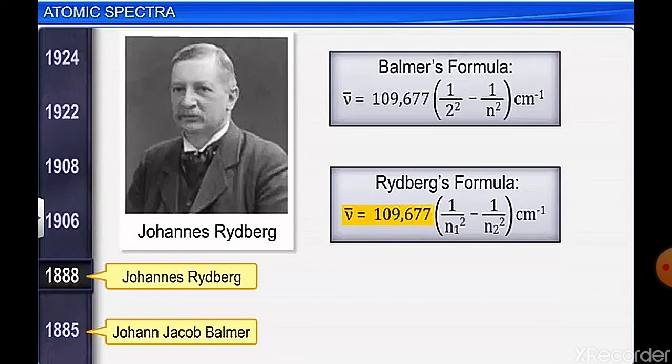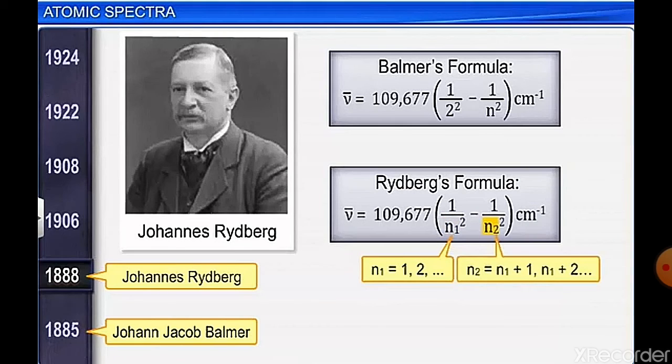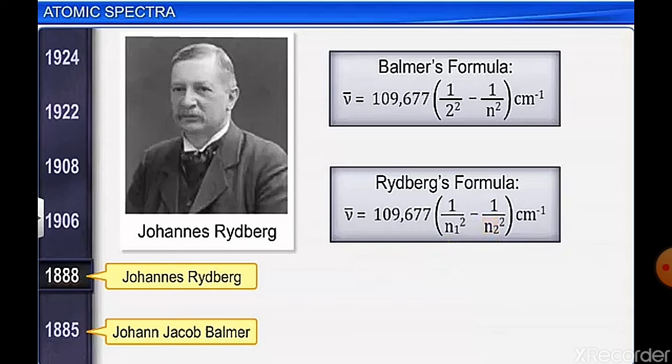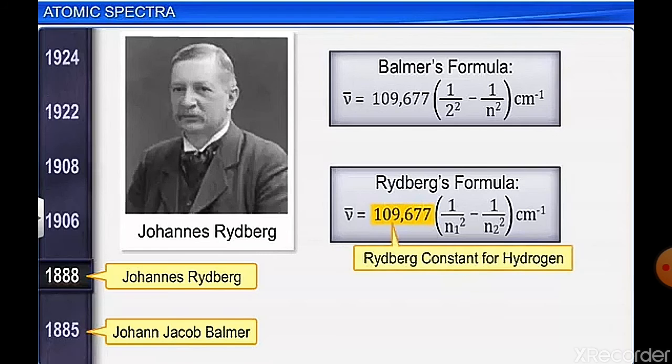n1 will have values 1, 2, 3, 4 etc. and n2 will have value n1 plus 1. That is, n1 will have any integer value and n2 will have 1 plus n1 or 2 plus n1, whatever, but not equal to n1. n2 should be higher than n1. And this 109677 centimeter inverse is called the Rydberg constant for hydrogen.